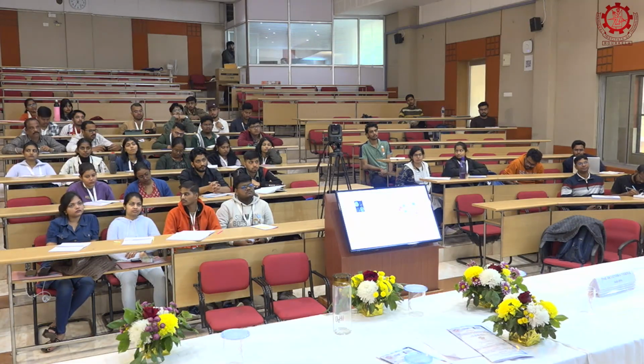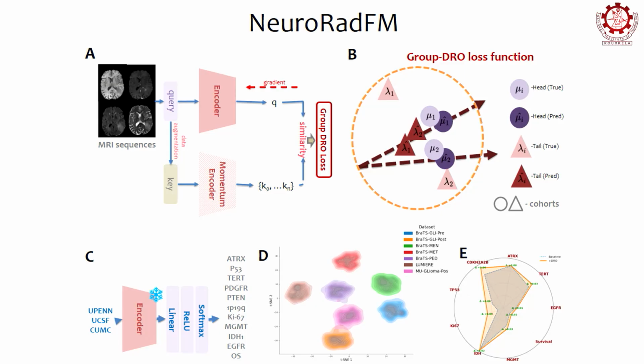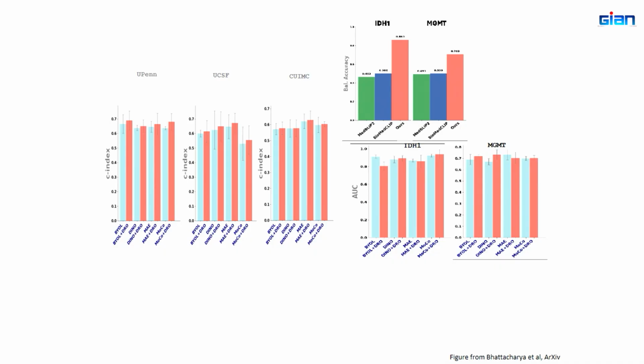So what did we do after that? We wanted to use this foundation model that we trained to perform prediction on different kinds of molecular markers. We had the list of molecular markers that you see here: ATRX, P53, TERT mutation, PTEN mutation. All of these markers are very important for eventual treatment of brain tumor patients. So we used this foundation model to predict the different markers that were present. And these are some of our results.